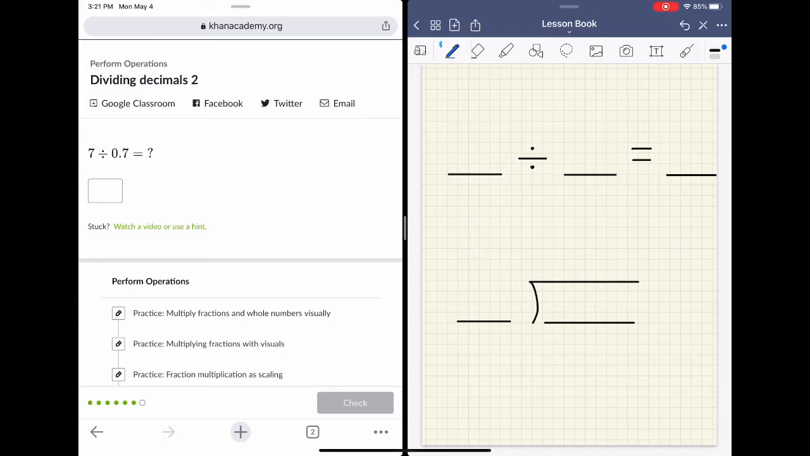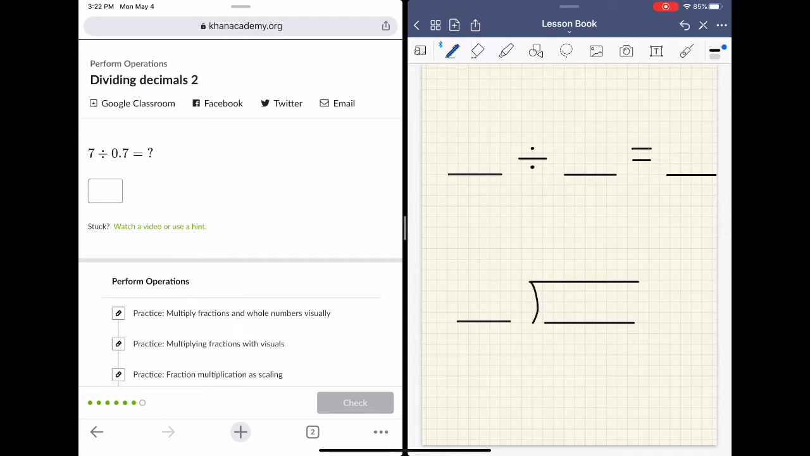You may have noticed when dividing decimals without a calculator that sometimes it's practical to multiply by a power of 10 to get rid of the decimal. Now this isn't always the case. Even though you can always multiply by a power of 10, sometimes it's an unnecessary step. So today we're going to talk about when you should and when you shouldn't get rid of a decimal in a division problem.